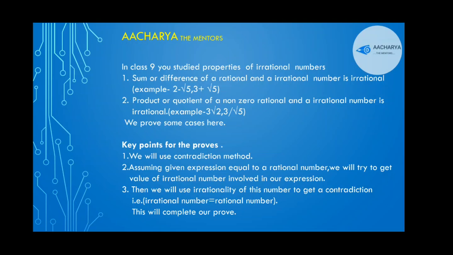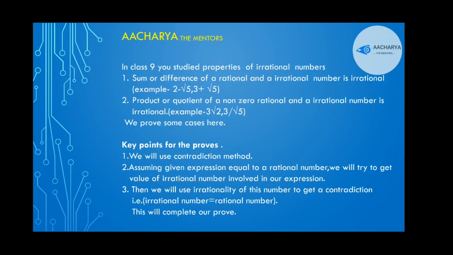In class 9th you studied properties of some irrational numbers. First, the sum or difference of a rational and an irrational number is irrational. For example, 2 is a rational number, square root 5 is an irrational number, therefore their difference is an irrational number.